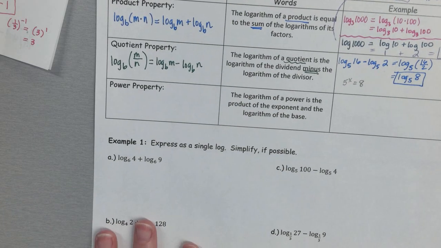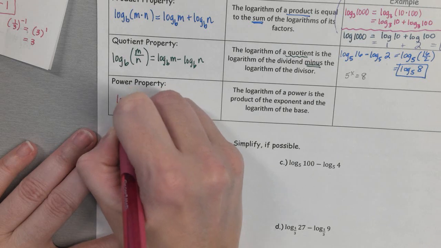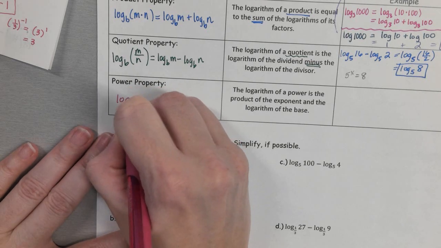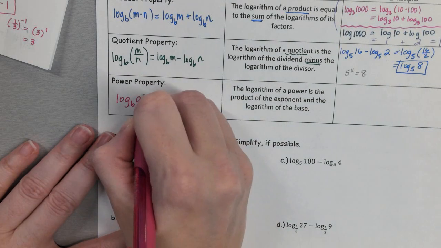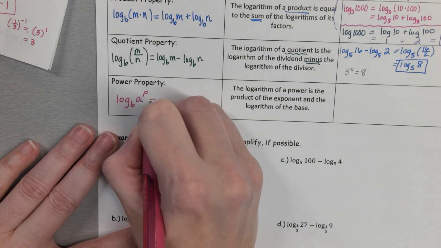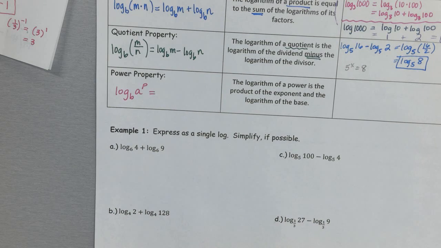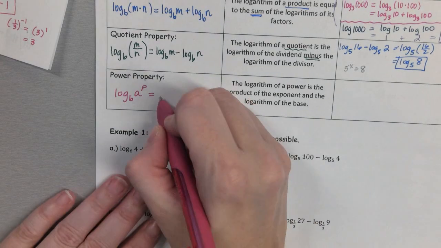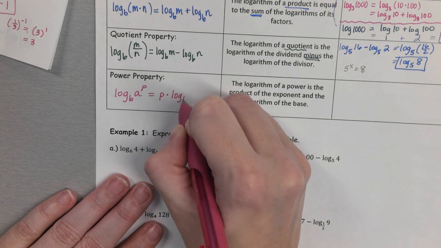All right, and then the power property. So the power property has to do with an exponent. If you have log base b of a, and it's raised to the power of p. I know there's a lot of letters in there. Okay, and we're going to rewrite that as p times log base b of a.